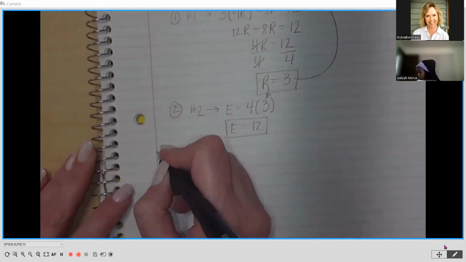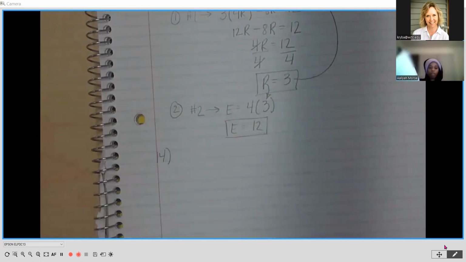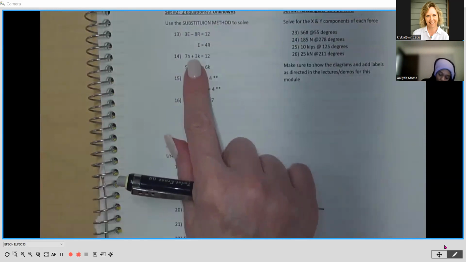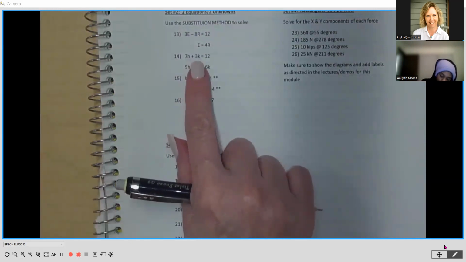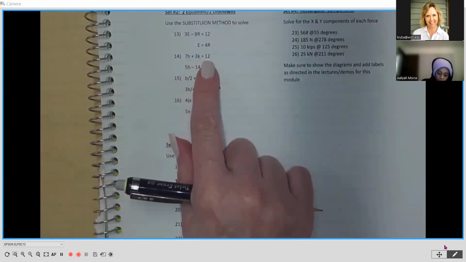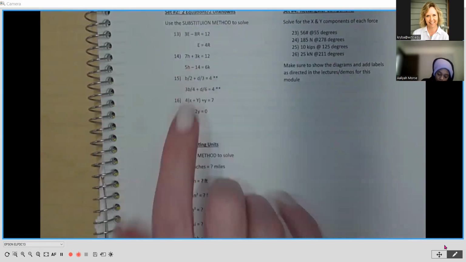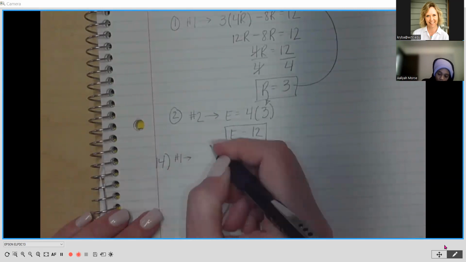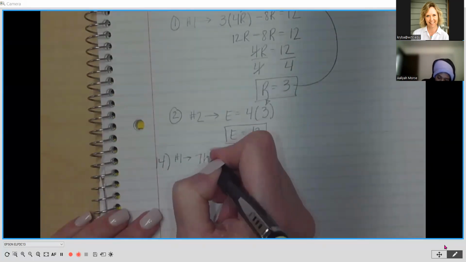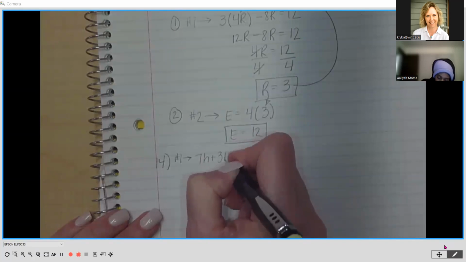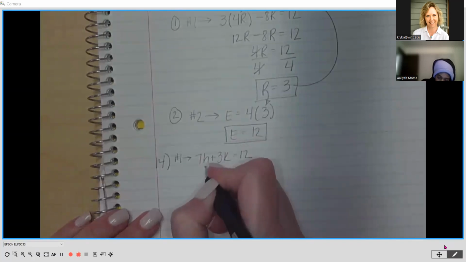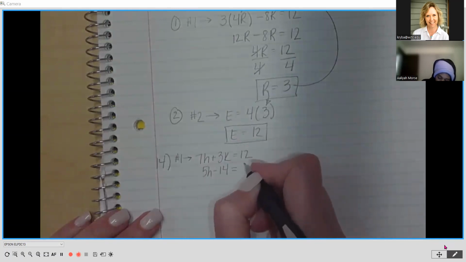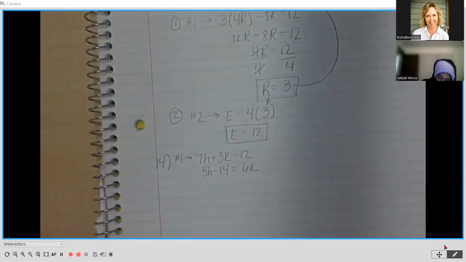Okay, let's do number 14. Same process. So here again, we're going to have our 2 equations with the same 2 unknowns. I'm going to identify our top equation, 7h plus 3k is equal to 12, as equation number 1. And then the bottom one is going to be equation number 2. So number 1, 7h plus 3k is equal to 12. And number 2, 5h minus 14 is equal to 6k.